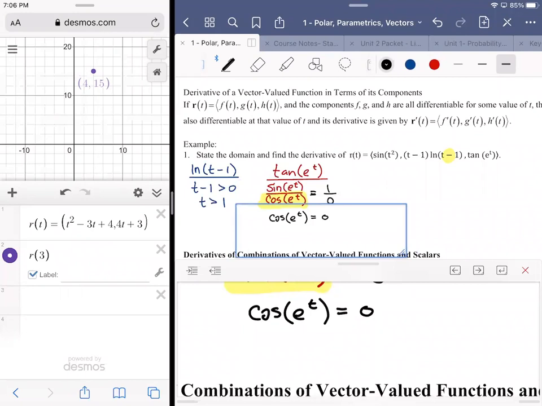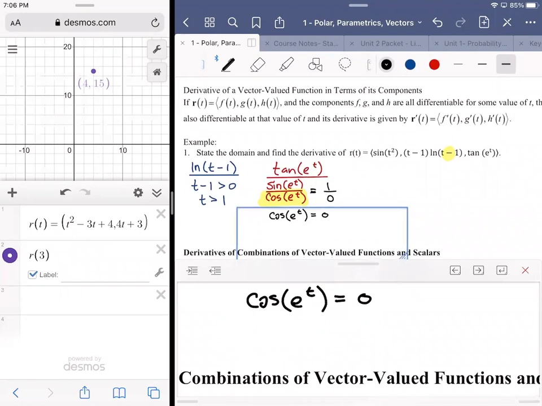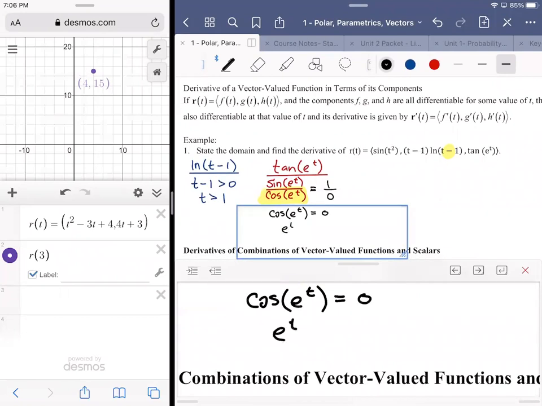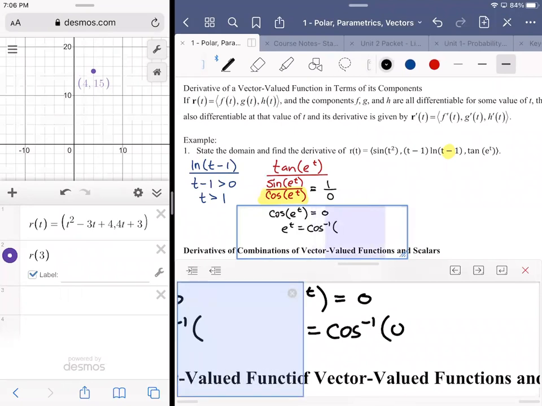So when I take the inverse cosine of both sides, I'd be looking at e to the t is equal to the inverse cosine of 0. I'm taking the inverse cosine of both sides of the equation. So then it becomes a question of, under what circumstances do I get a 0 when I find the cosine? That's what we were talking about before, where it's pi over 2, negative pi over 2, 3 pi over 2, negative 3 pi over 2, and so on and so forth, forever and ever.